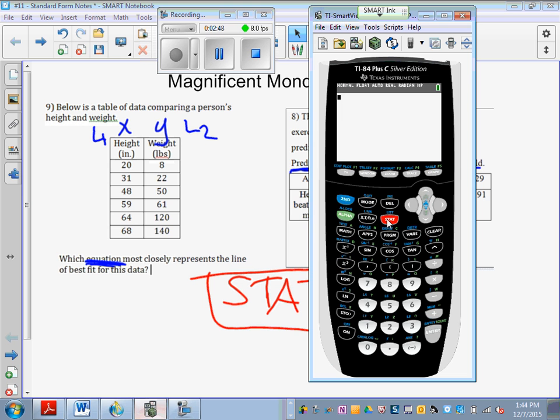So we hit stat and we want to edit our list. We're putting in new information, so we're editing them. Hit enter. Alright, now remember, we do not delete our list. We must clear them out. So I need to get rid of all these numbers.